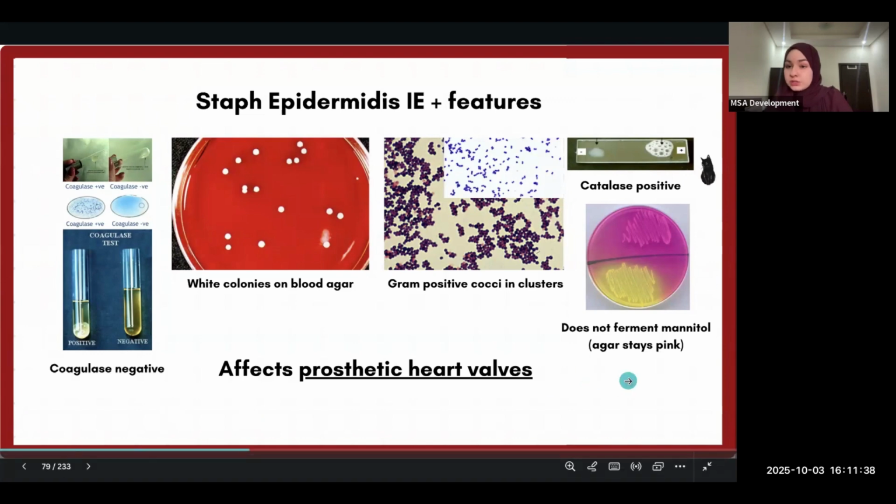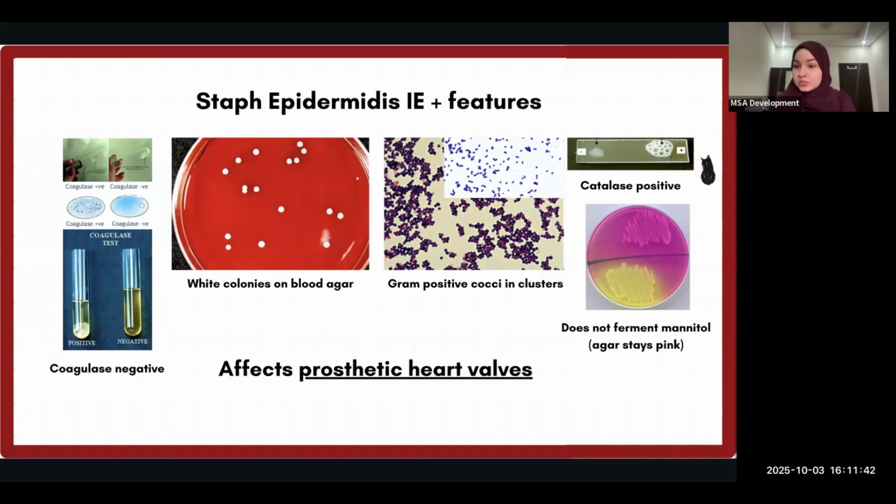For mannitol salt agar, this is your main differentiating feature between Staph epidermidis and Staph aureus. Staph epidermidis does not ferment mannitol, so the agar will stay pink.